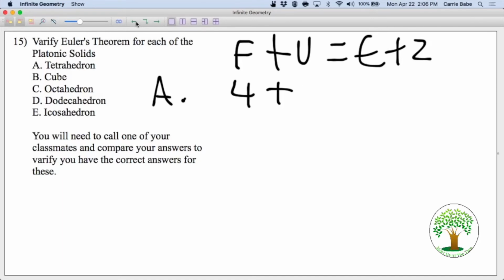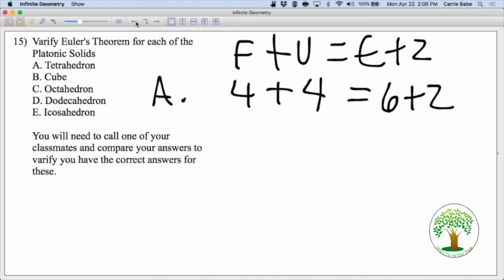4. And then your edges? 8. Edges? 8. 6. 6 plus 2. Does that verify? Yes. Is 6 plus 4 equal to 6 plus 2?